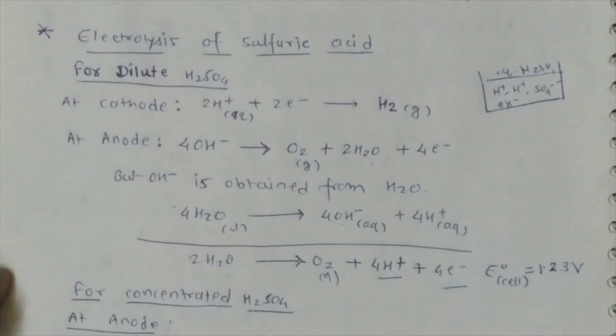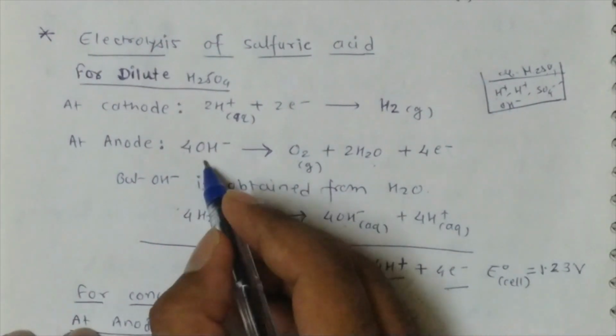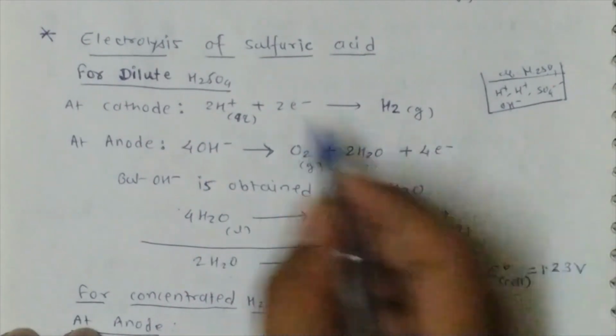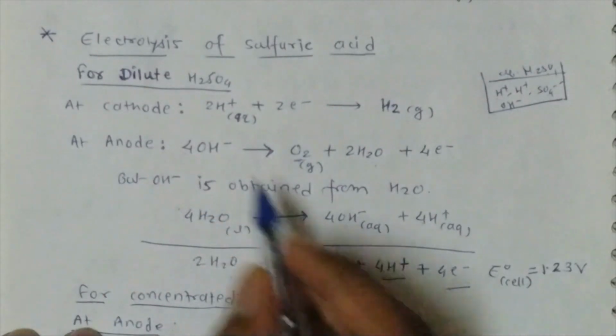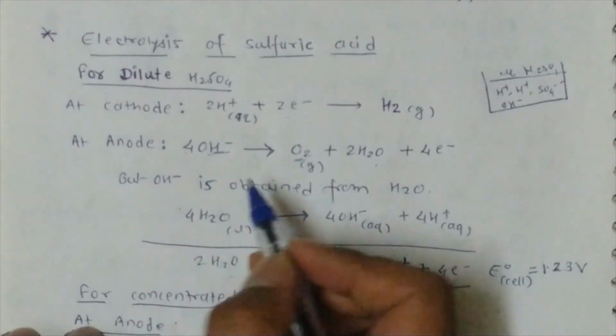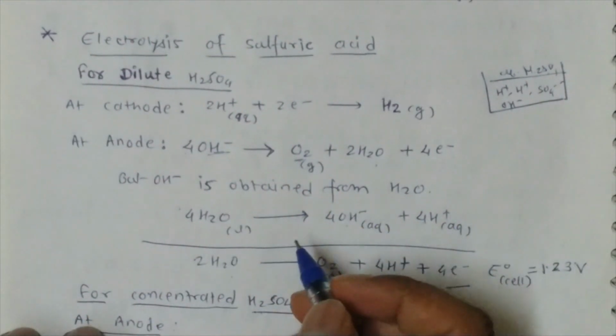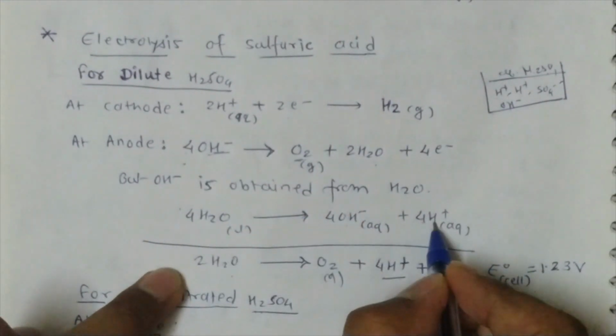So OH minus ion will be preferably oxidized, the same as we have seen in case of Cl minus ion and OH minus ion in aqueous NaCl. So here OH minus ion preferably gets oxidized if the solution is dilute, to form oxygen gas at the anode. So this is the reaction that happens. Already we have seen this in case of the aqueous NaCl solution. Now this OH minus ion is again obtained from the water molecule, like this. So 4H2O gives 4OH minus ion and 4H plus ion.